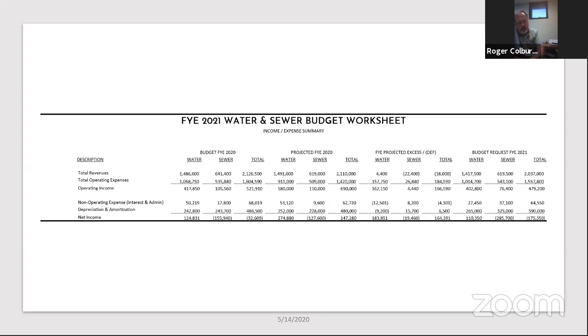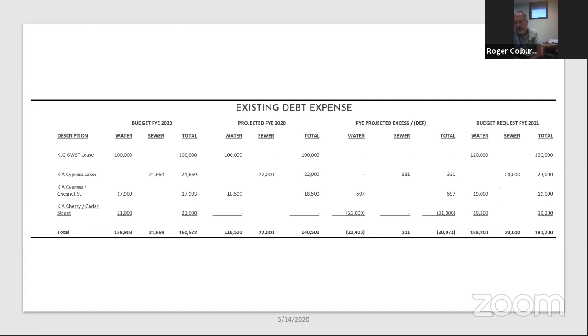From there, usually we'll go in and get into the debt. So the next slide is the existing long-term debt. Let me make sure that I'm.